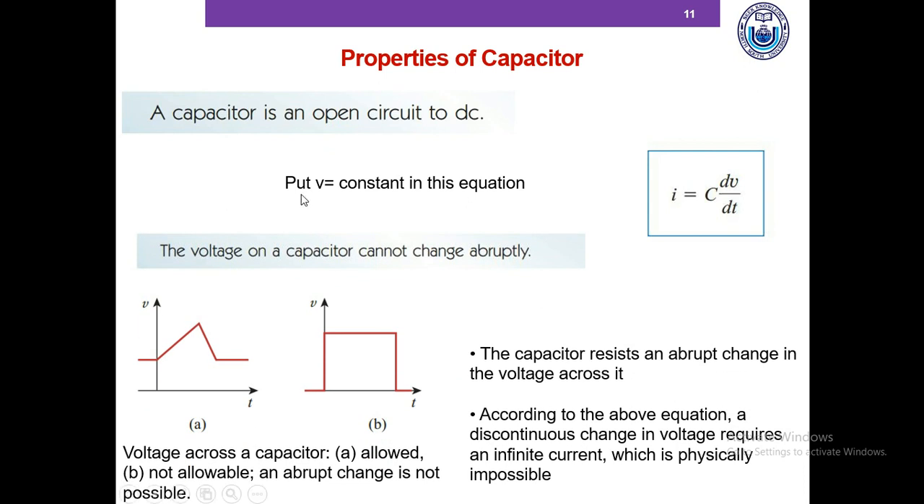Another important property of a capacitor that we can derive from this equation is that the voltage of a capacitor cannot change abruptly.